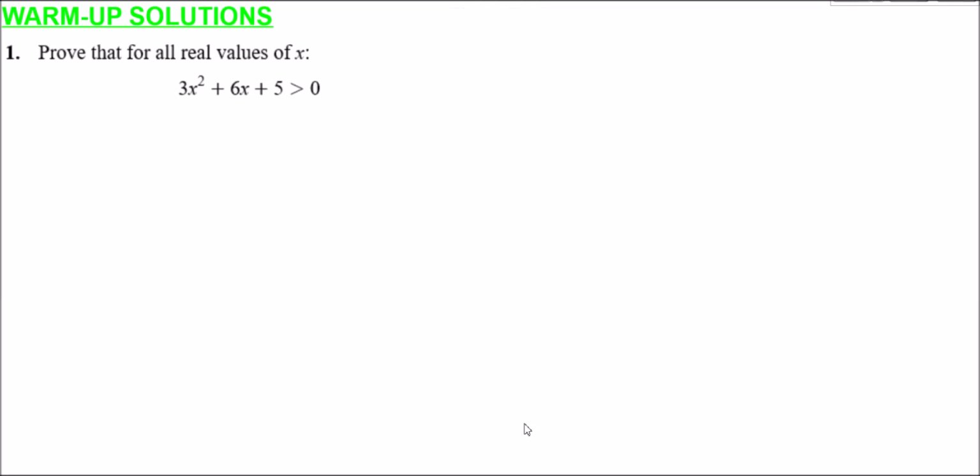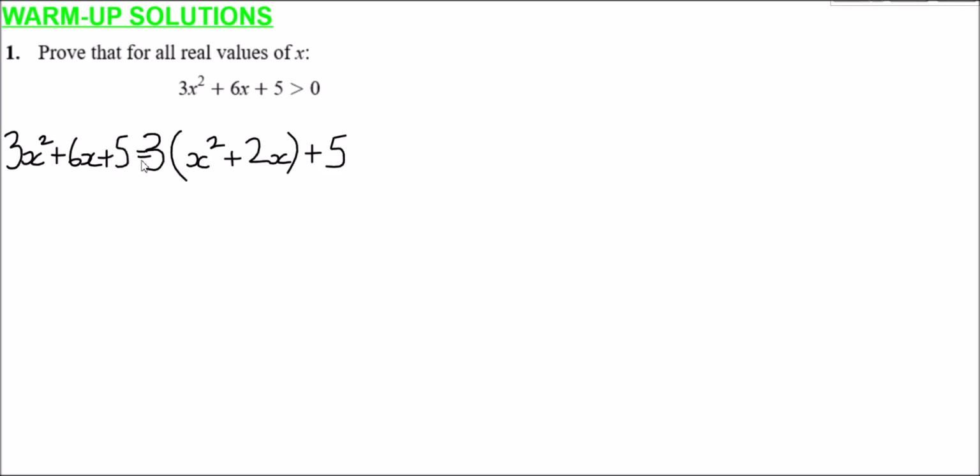So question 1, prove that for all real values of x, 3x squared plus 6x plus 5 is greater than 0. The way I'd suggest approaching this one would be to complete the square. So here, we can factorise out the 3 and say it's 3 lots of x squared plus 2x plus 5. Okay, so we're just equating this bit here. So we're saying that 3x squared plus 6x plus 5 equals this. In fact, just to make it clearer, I'll write this down next to it. So it equals 3 lots of x squared plus 2x plus 5.